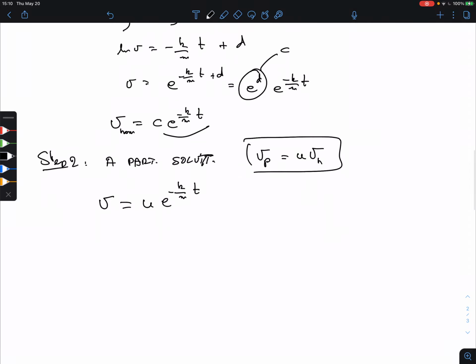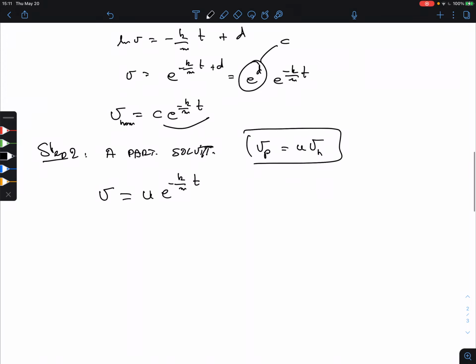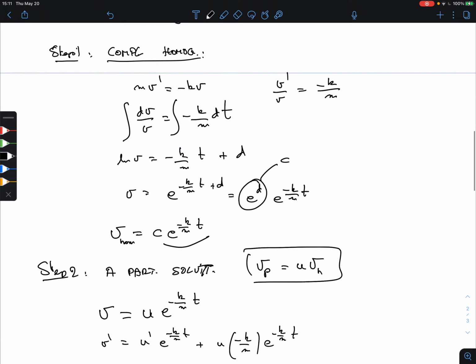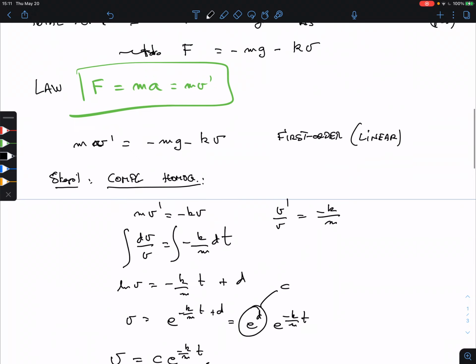We know now that we have to find u. We're going to get a simple separated variable equation. So we take the derivative. I'm going to plug this in. So this is u prime e to the minus k over m t plus u times the derivative of the inside function. The derivative of the second part is of course e, plug in the inside function and take the derivative of that, and that's what the result of this is. And now we plug this into our differential equation, which was here.